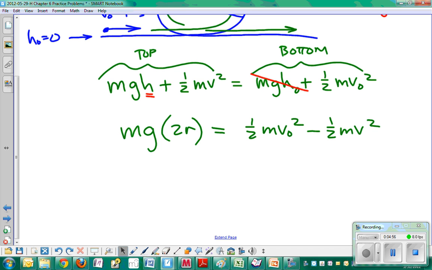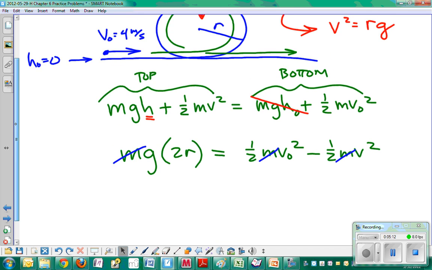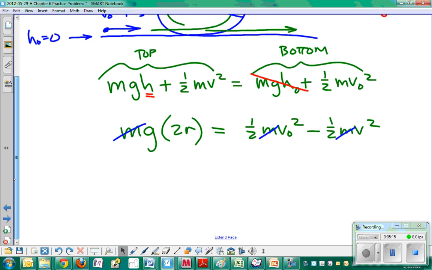Now, I left out a simplifying step, which would be to cancel out all the m's. So this result is independent of mass. So now there's one other substitution we have to make before we can solve for r, because the substitution includes an r. What was it? V squared equals rg. Good.